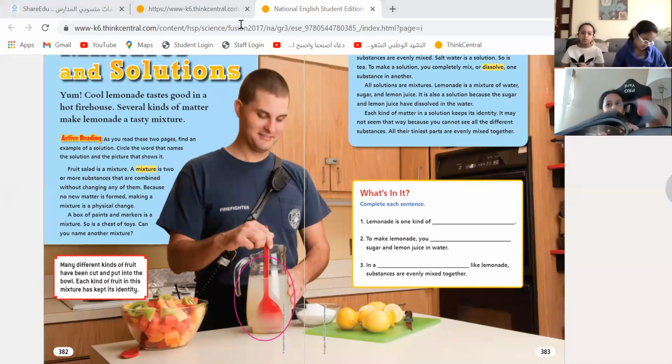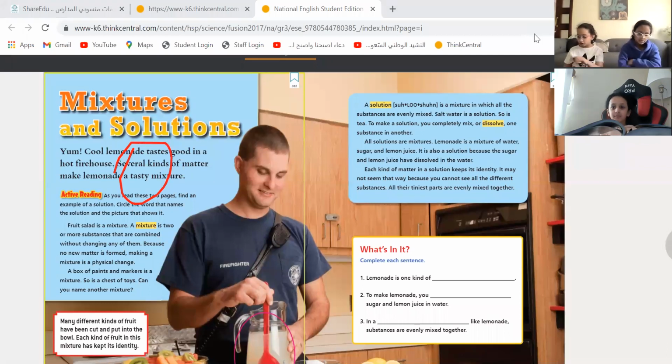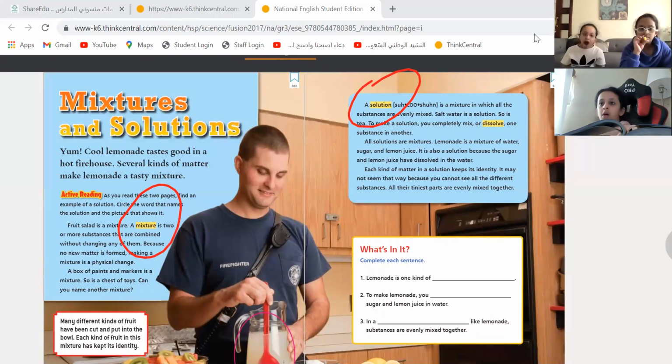Mixture. Solution. Excellent. A mixture and a solution. It is a mixture and a solution. Well done. A mixture is when you mix two or more things and combine them together. You put two or more substances together, you mix them, you make a mixture.